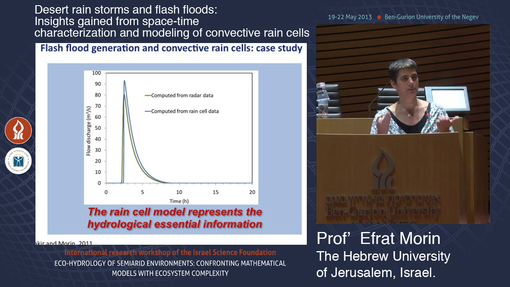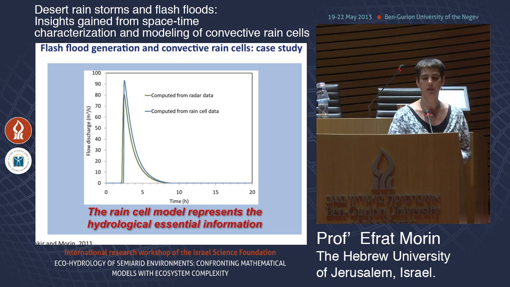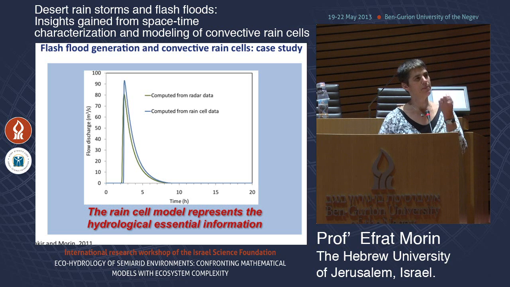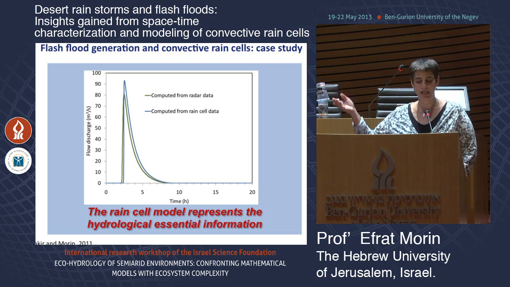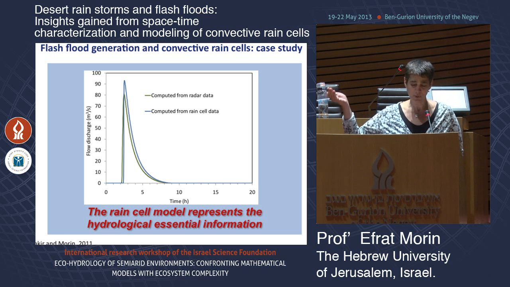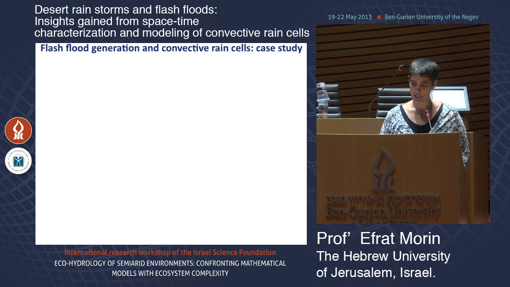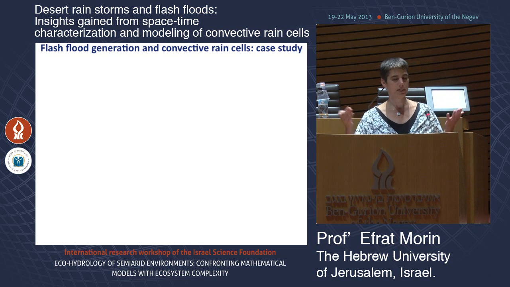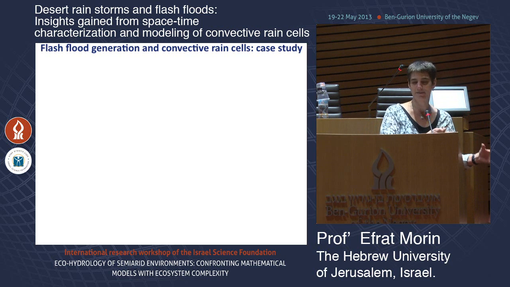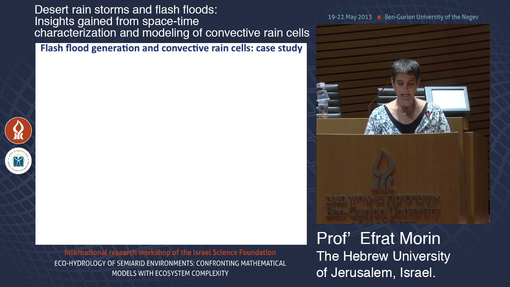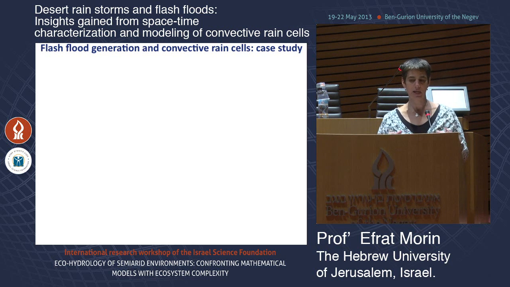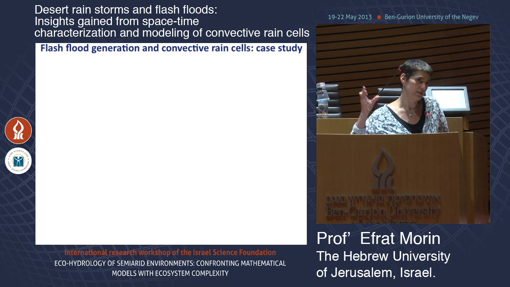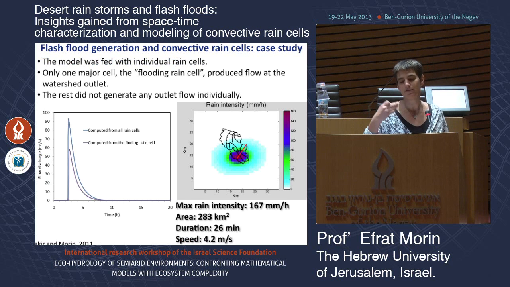So I think now I get to the more interesting part of the analysis. Now I want to use this approach to understand what happened in this event. What were the major factors that generated this very large flood? That was the intention of taking this approach. So we have 56 convective rain cells. One thing we can do is input each cell individually or combinations of cells. And what we found was that out of the 56, there is one major cell that was responsible for this flash flood. Without it, there was no flood. Maybe there was not even a flow.